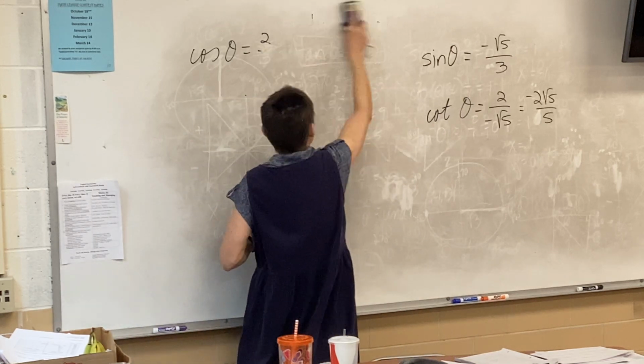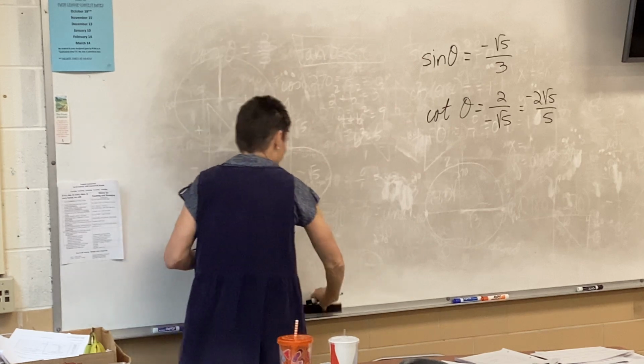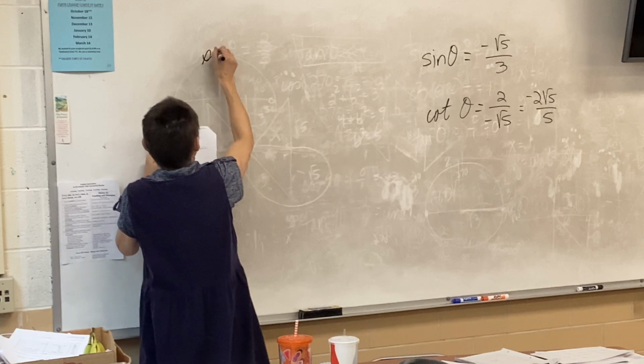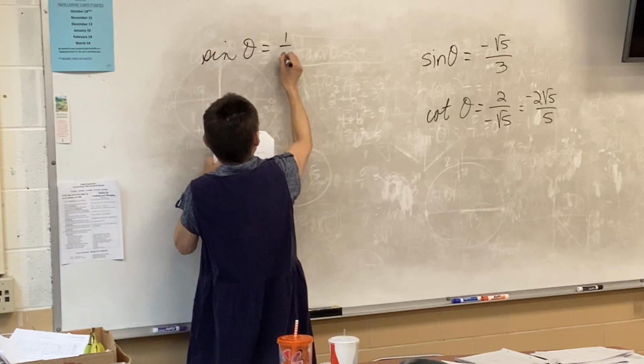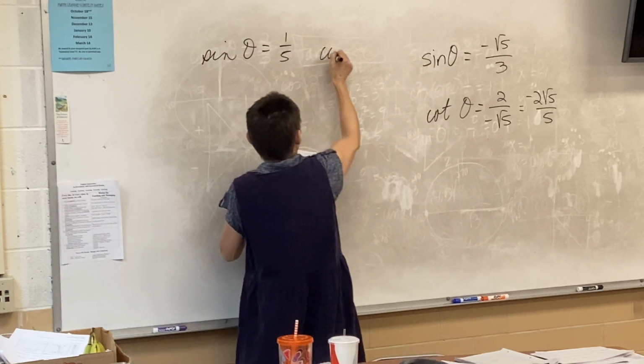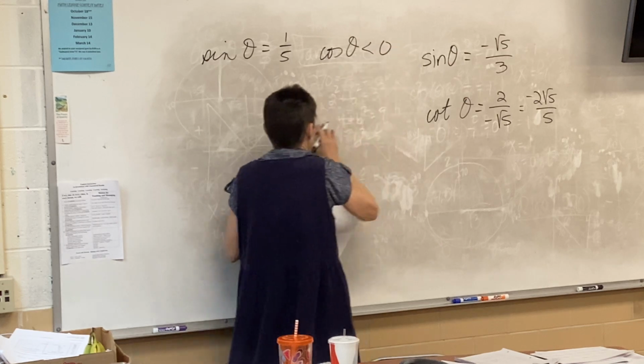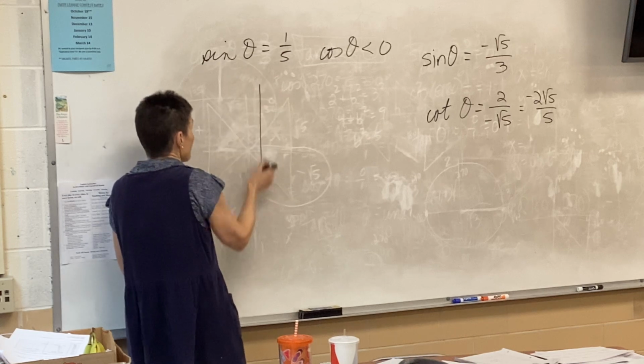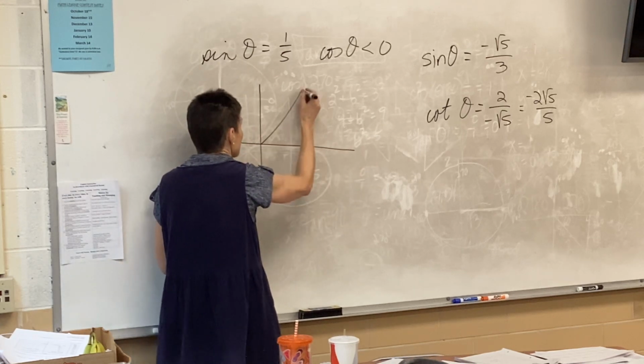Hang in there. I know it's tricky, and I know you're probably getting bored, but come on. You've been hanging out all day. You can do this. All right, so what do we know? We know the sine is a positive 1/5, and we know the cosine is negative. So I want you to think about all your triangles.